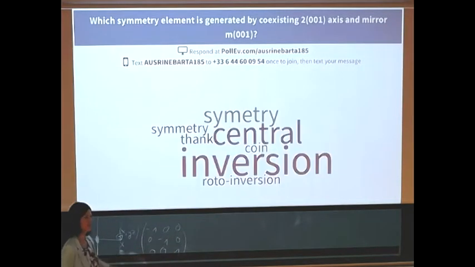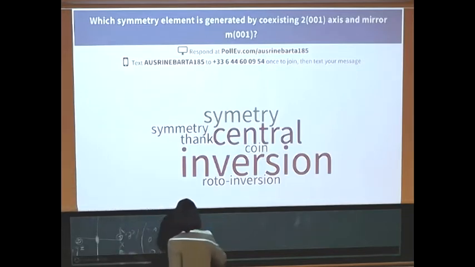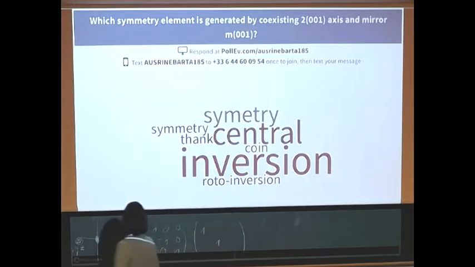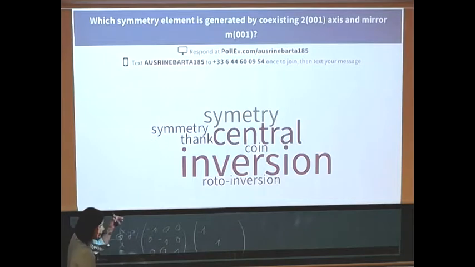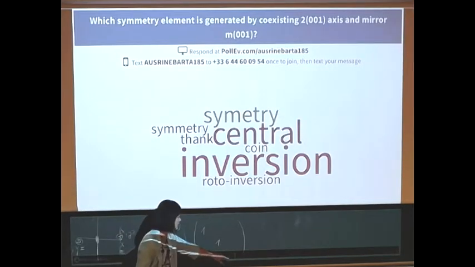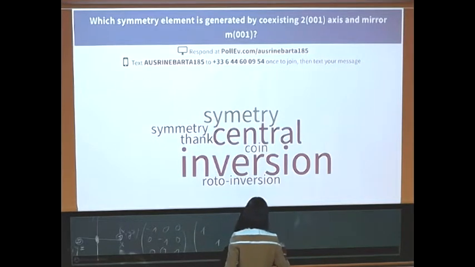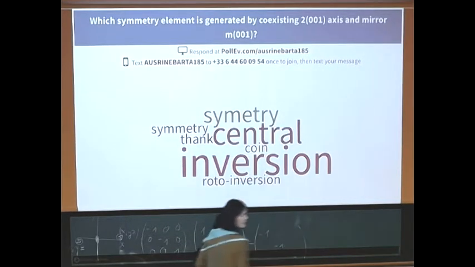Okay, this is the rotational axis. The mirror will be 1, 1, minus 1, because the mirror is just changing z. I don't change x, y, I'm just changing z. So the product of it, you'll get minus 1, minus 1, minus 1.